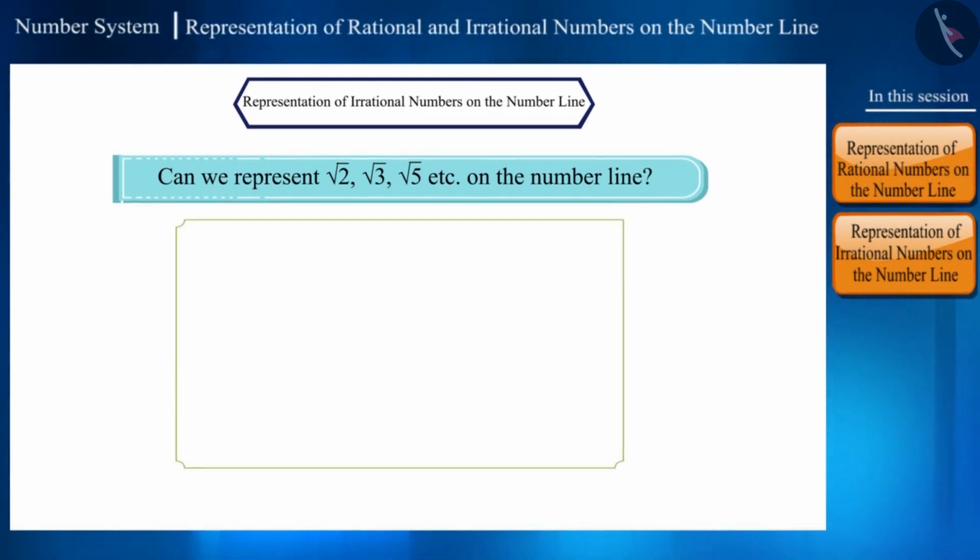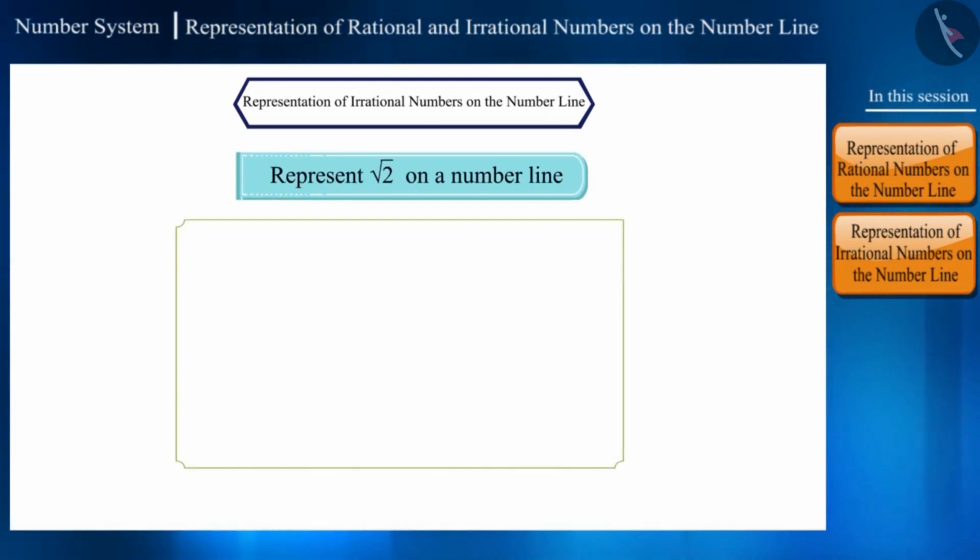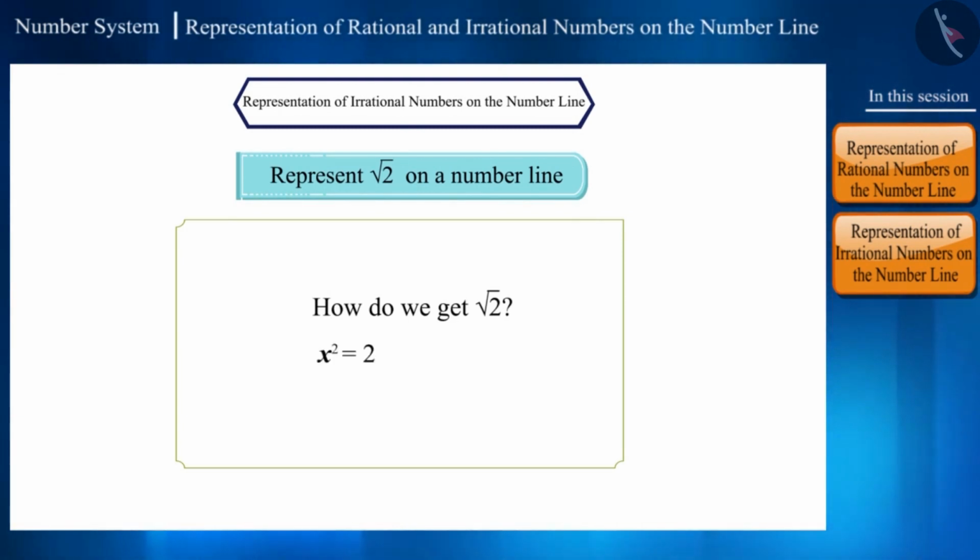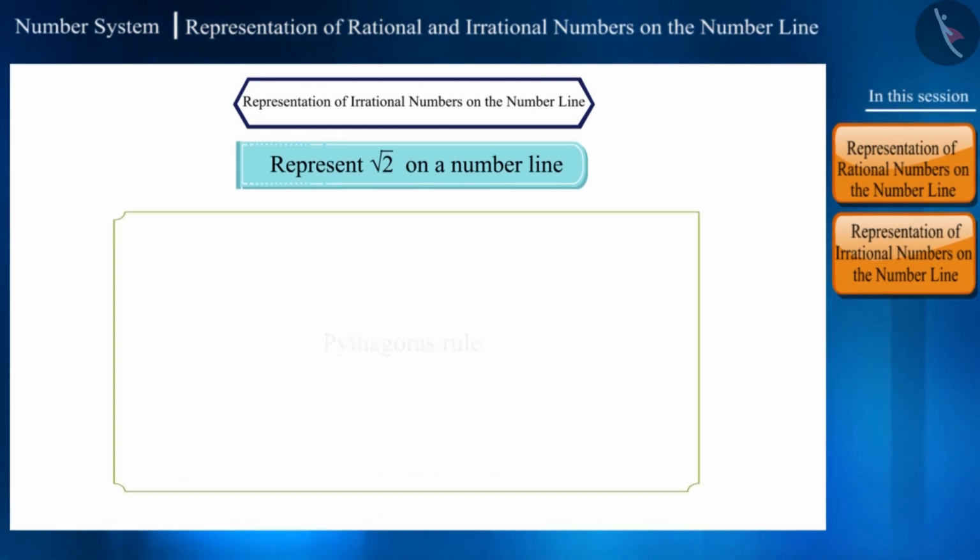Yes, there is a way of representing these numbers on the number line. Let's look at it. Let's represent root 2 on a number line. How do we get root 2? When do we get any number in the form of roots? When any number is in the form of squares like x square is equal to 2, then we get x as root 2. Friends, when we use words like squares, square roots, which rule comes to your mind? Yes, Pythagoras' rule.